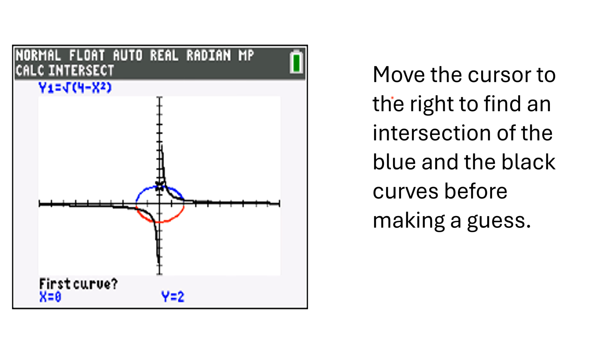So move the cursor to the right and define the intersection of the blue, which is the top semicircle, and the black curves before making a guess. So we're just going to use the arrow and move it over. So we're going to have to answer those three questions. First curve, we're going to select y1. Second curve, we're going to select y3.